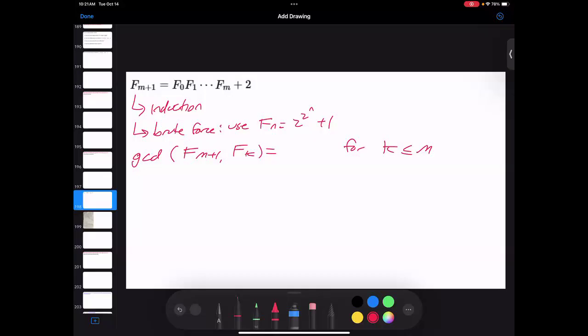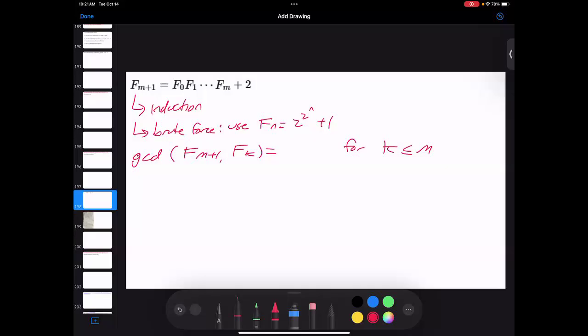So can F_{m+1} have any common factors with F_k? Can something divide both F_k and F_{m+1}? What do you think? What's the remainder when you divide F_{m+1} by F_k?